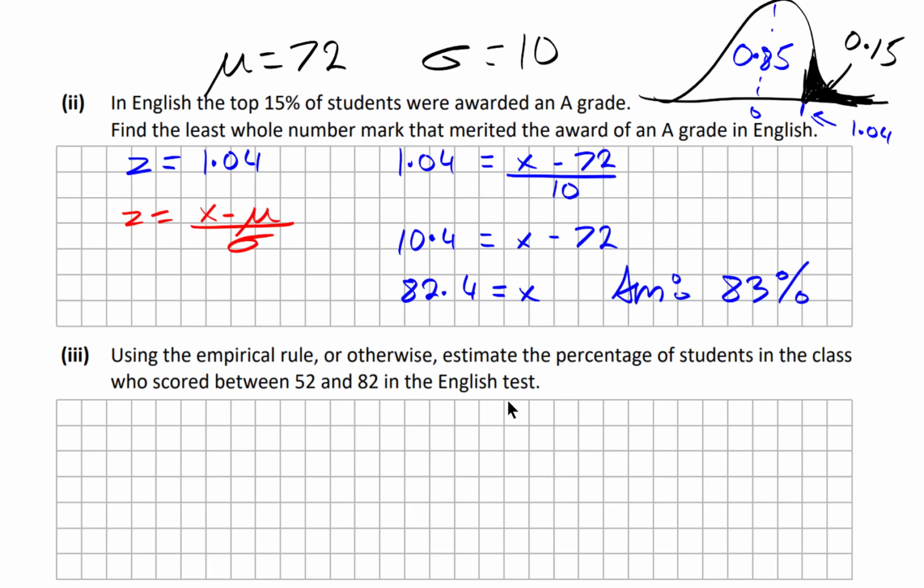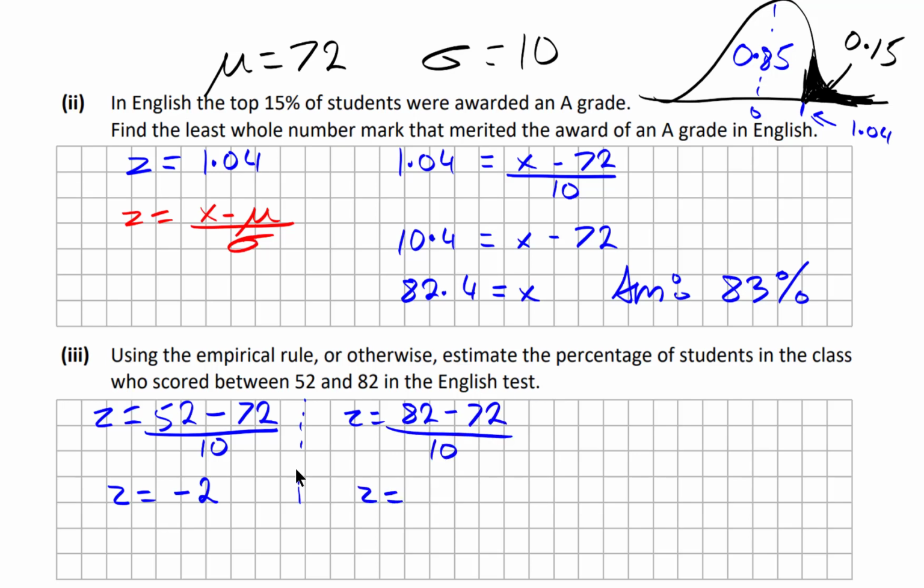Part 3, using the empirical rule or otherwise, estimate the percentage of students in the class who scored between 52 and 82 in the English test again. So we're sticking with the English test, which means we're sticking with the same mean and standard deviation. So I'll just calculate the Z value for each of those figures. For 52, Z equals 52 minus 72 all over 10. So that's minus 20 over 10, so that's minus 2. Then for 82, Z equals 82 minus 72 all over 10. So 82 take away 72 is 10, 10 over 10, so that's 1.